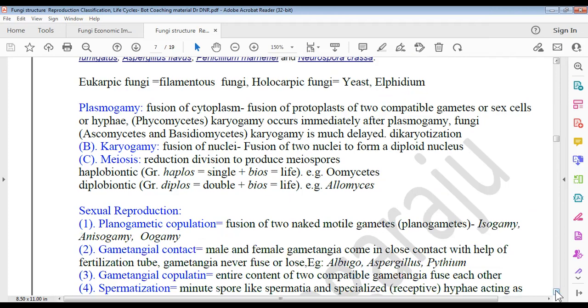In the primitive fungi, especially in sexual reproduction, plasmogamy, karyogamy and meiosis, these three steps take place one after another immediately. But in higher fungi, it takes time between plasmogamy and karyogamy. That's why dikaryotization takes place. The dikaryotic phase is present in Ascomycotina and Basidiomycotina, higher fungi only. If karyogamy is delayed, two nuclei from the various thalli will be there in the single cell. That is called dikaryotization.